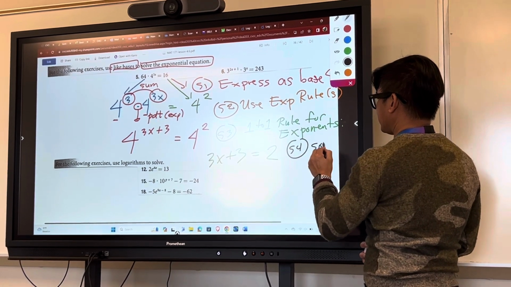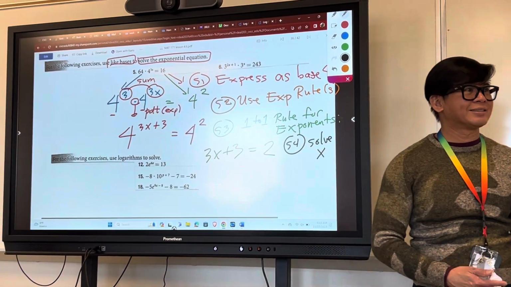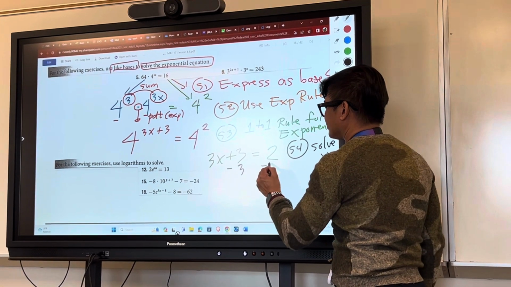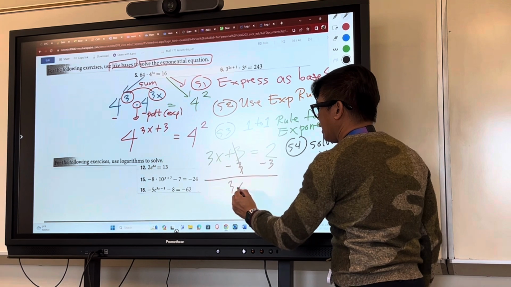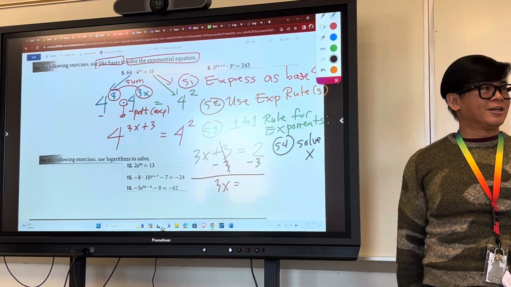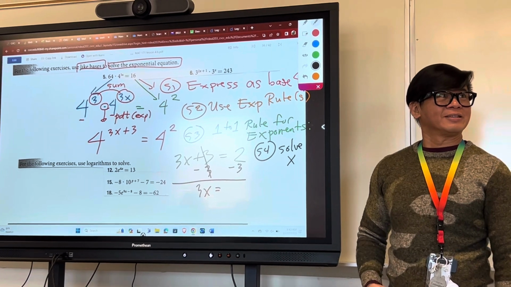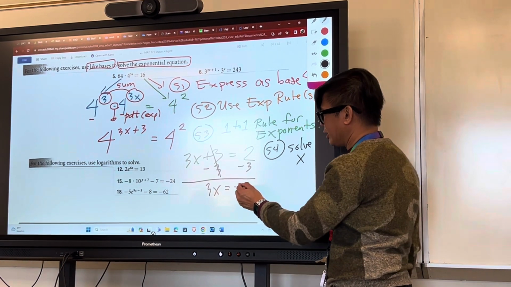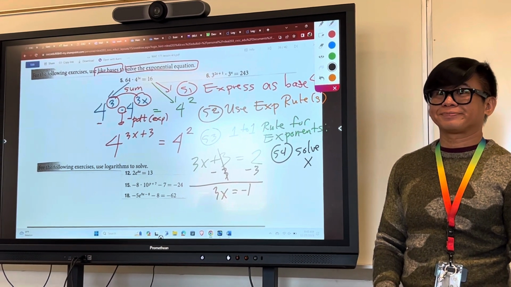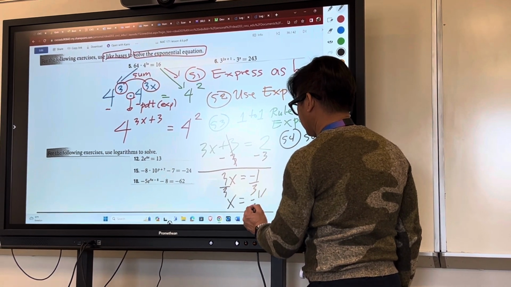Solve for x. So what do we do here to solve for x, guys? Giselle, what do you do first? Subtract 3 from both sides. Very good. Cancel. 3x is equal to what? What's going to happen to the right side of the equation? Adam, what's that? 2 minus 3. Very good. Negative 1. And for the last step, what do we do? Divide by 3. Very good. That's it. x is equal to negative 1/3.